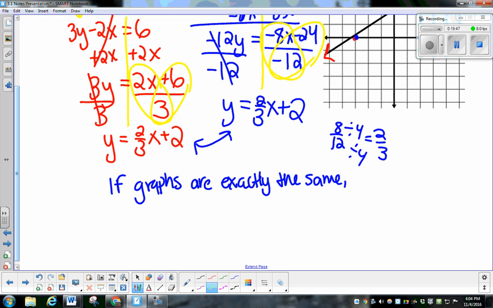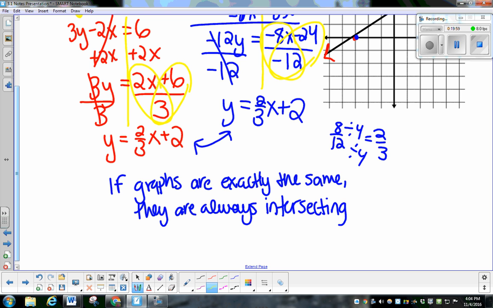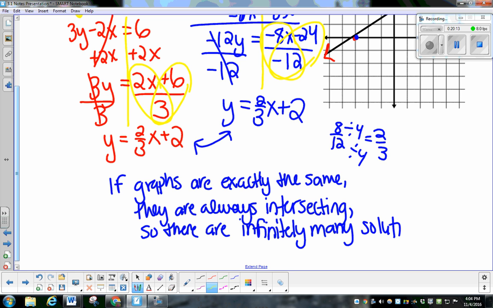If graphs are exactly the same, that means they're always intersecting. Remember, we're looking for when they intersect. So if graphs are exactly the same, that means they're always intersecting. And that means there are infinitely many solutions. There are infinite solutions to this.